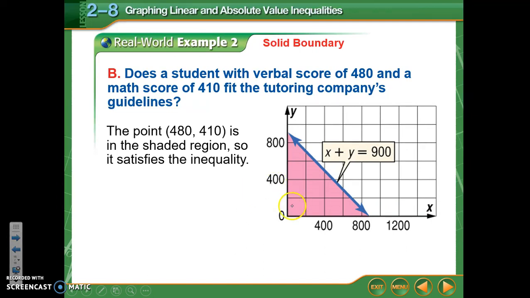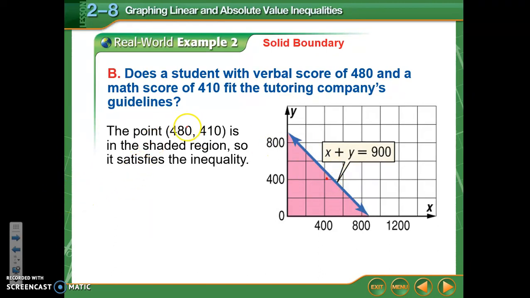If we look back at our graph, if I look at the point 480, which is probably about right here, and I look at the point 410, it's going to be somewhere up here. Somewhere around here. That is in my shaded region, so that means it is part of the inequality.